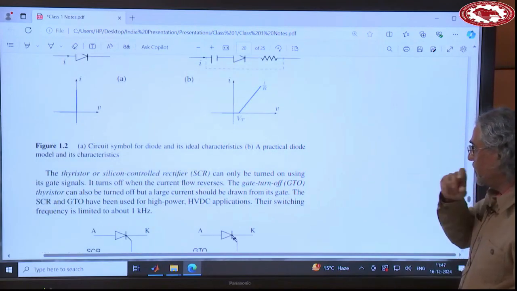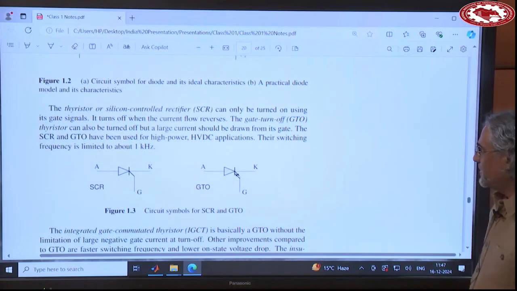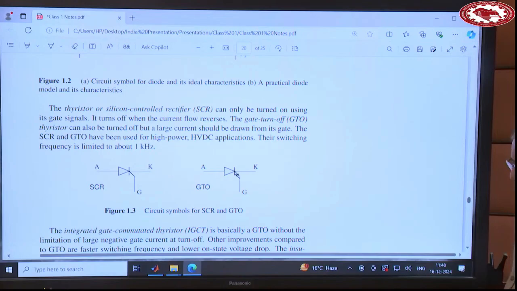Like I said, that's the only switch that does not have a gating. Thyristor or SCR, silicon control rectifier, can only be turned on using its gate signal. So you cannot turn off this using the gate, SCR. One of the oldest technologies that we have, very powerful for large amount of current to flow. The limitation is, first of all, it cannot operate at very high switching frequencies, typically around 1 kilohertz or slightly above 1 kilohertz. But it can handle a lot of current.